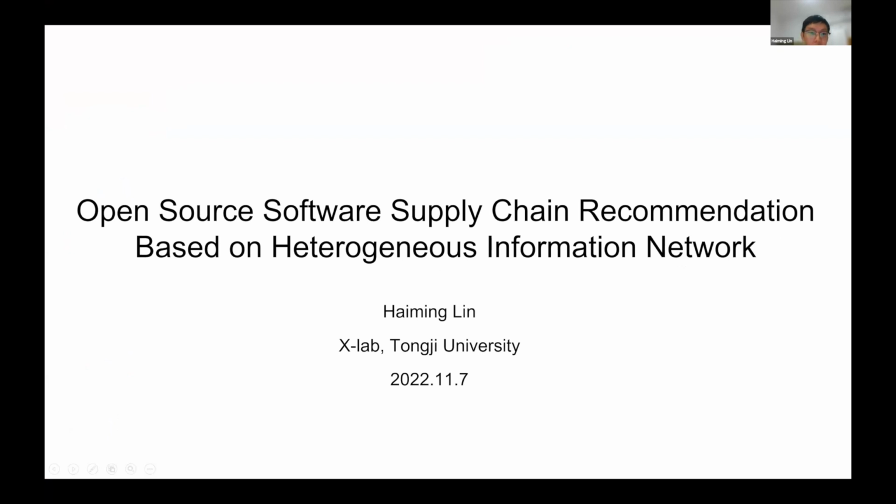Today my topic is open source software supply chain recommendation based on heterogeneous information network.